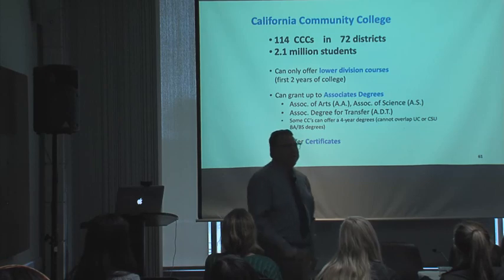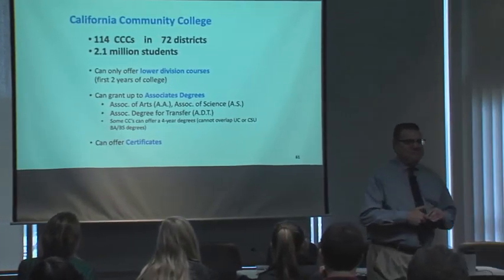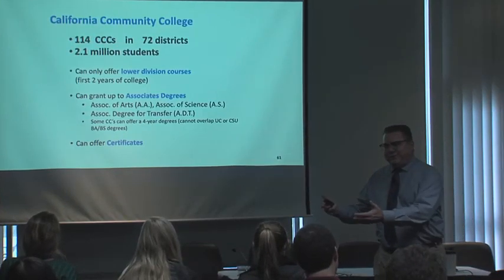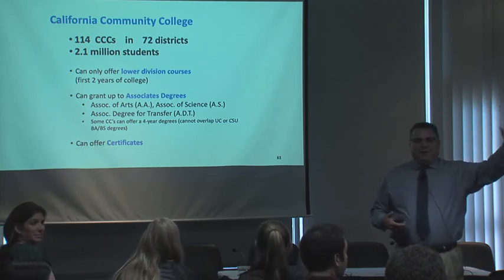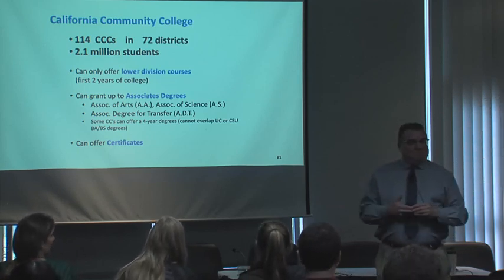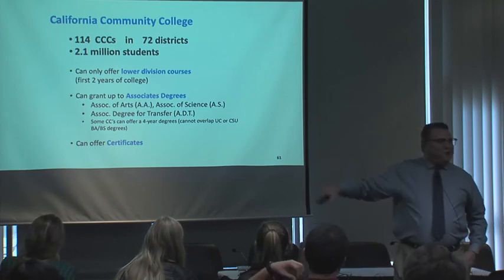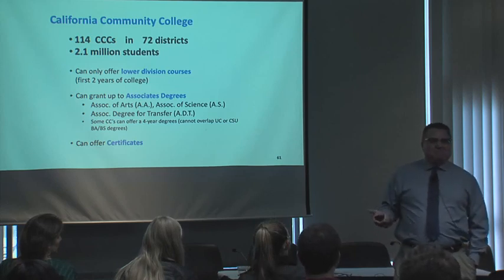There are 114 community colleges, maybe 115, we're on the cusp, in the state of California in 72 districts. High school districts is what you are probably used to. How many have gone to community college? A lot of times we don't know what a community college is. It's that little school that no one wants to go to because they'd rather go to the university.